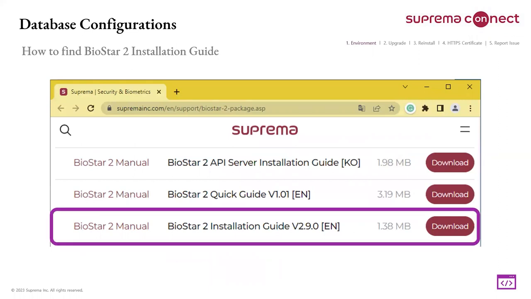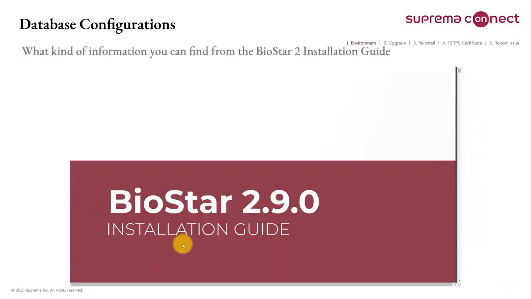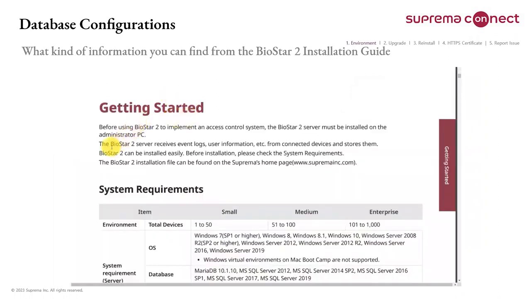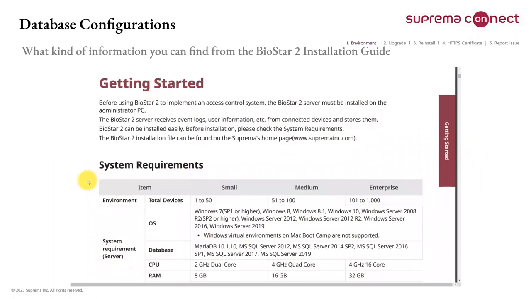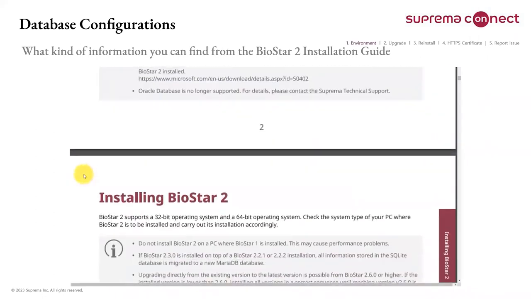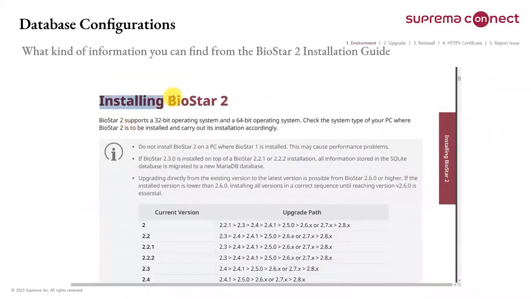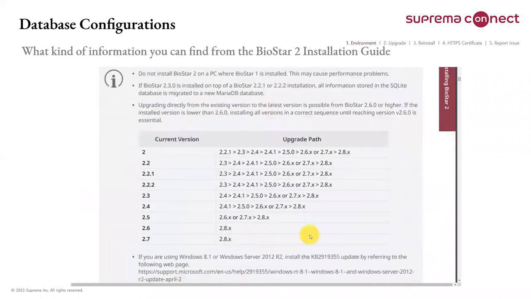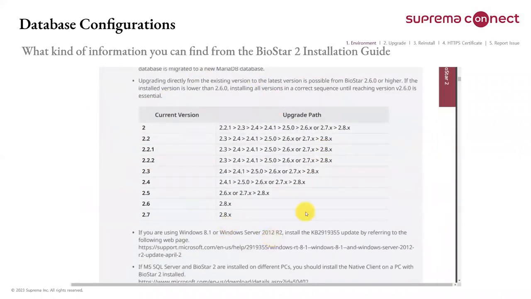You can find detailed information on this part in the BioStar 2 installation guide. This is a sample of the BioStar 2 installation guide. In this document you can find PC specifications, upgrade method, installation guides, and precautions. As you can see on the screen, there is a system requirement description, the installing method and installing path, and also the upgrading path.